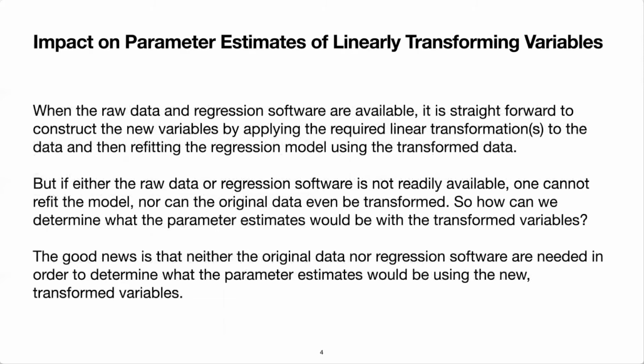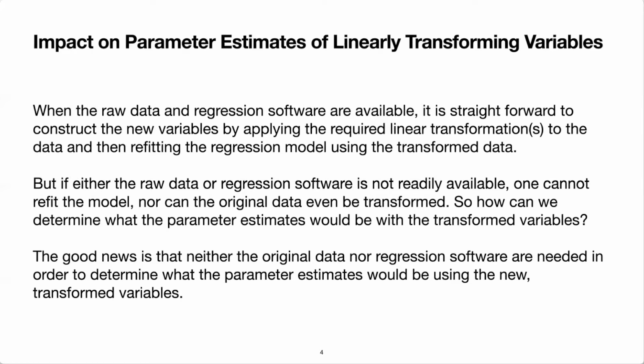When the raw data and regression software are available, it's straightforward to construct the new variables by applying the required linear transformations to the data and then refitting the regression model using the transformed data. But if either the raw data or regression software is not readily available, one cannot refit the model, nor can the original data even be transformed. So how can we determine what the parameter estimates would be with the transformed variables?